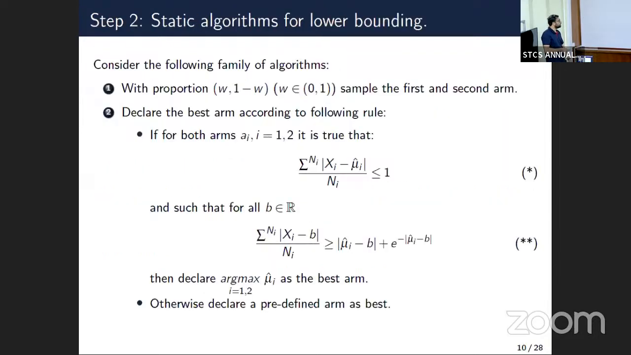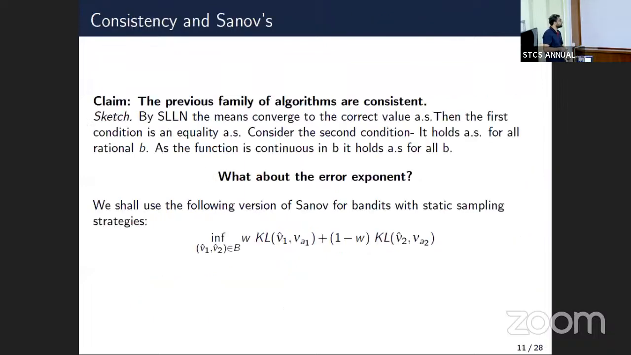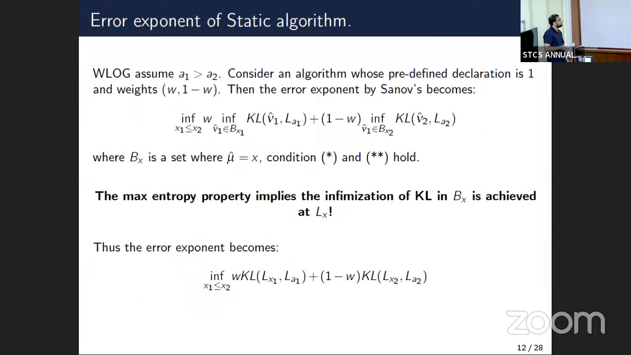The predefined declaration means: when this first case is false, what is the arm which you are outputting? That is the predefined declared arm. If you declare that as 1, then the error event is basically going to be the following exponent. What is this error exponent? It's basically saying, first consider if the first sample mean is x1 and consider if the second sample mean is x2.